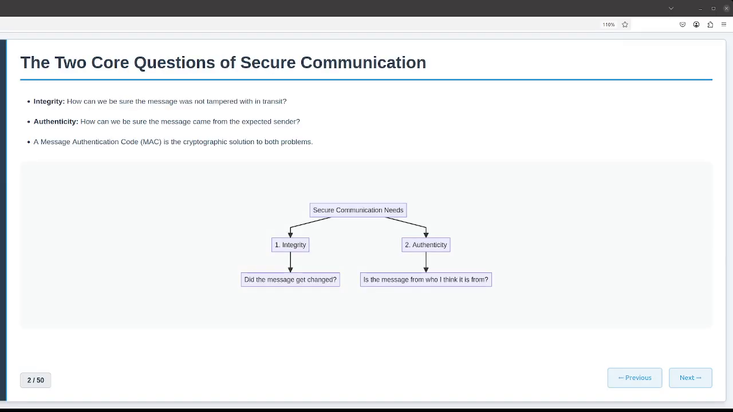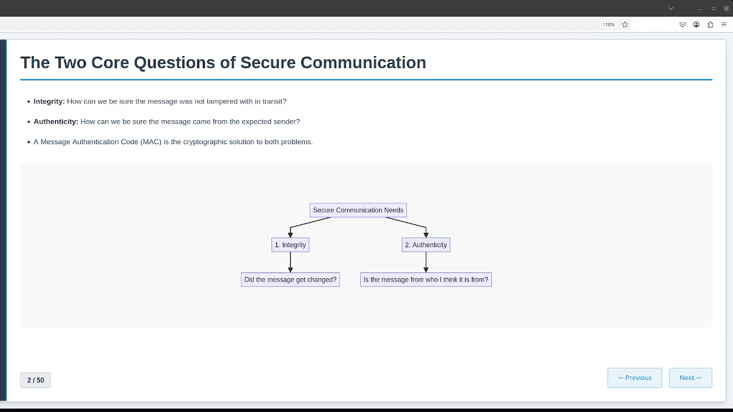The two core questions of secure communication. When two parties communicate over an untrusted network, like the internet, they need to answer two fundamental questions beyond just keeping the message secret. First, did the message I received get changed along the way? This is the problem of integrity. We need a way to detect if an attacker has tampered with the data in transit.